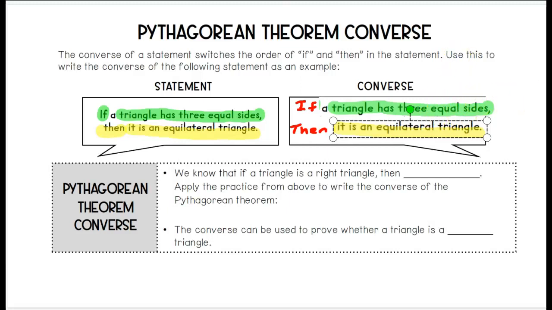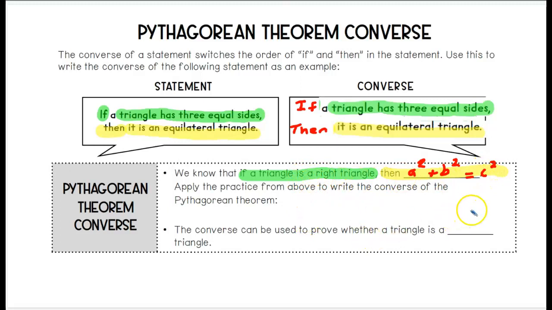So in the context of what we've been talking about, we know that if a triangle is a right triangle, then a squared plus b squared equals c squared. So what would be the converse of that? Well, that would be that if a squared plus b squared equals c squared, then it is a right triangle.